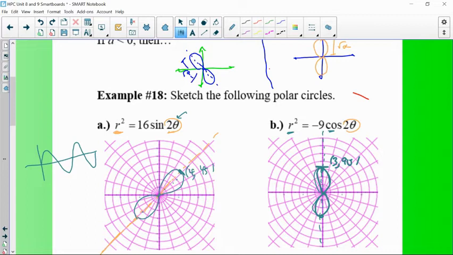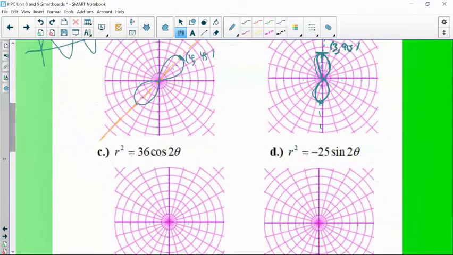Cosine of 180 is -1, and then -1 times -9 gives us a positive 9 value, the square root of it being 3. And the same thing, you can label this one, or as long as it's labeled along the grid, you're okay. Okay, and then let's look at the next one.